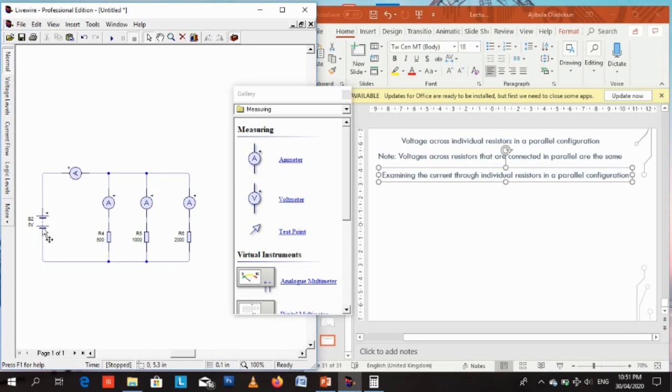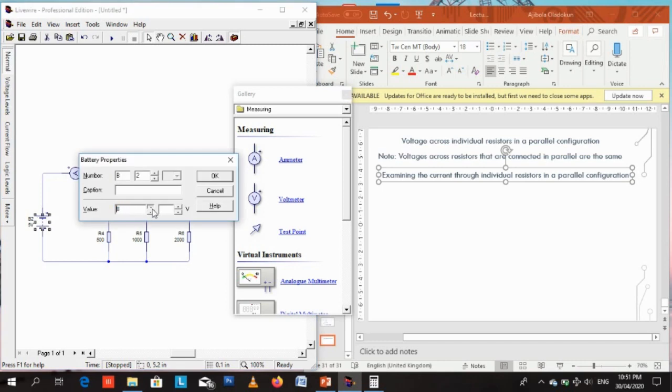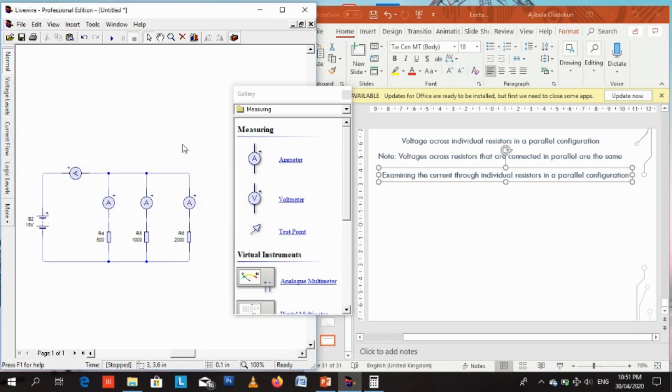So the fourth ammeter will take care of that. Let's return the battery voltage to 10 volts. So we have 3 resistors connected in parallel, and ammeters connected to them in series to measure the current through each of the resistors, and then a fourth ammeter that will measure the total current being supplied by the battery, the DC voltage source.